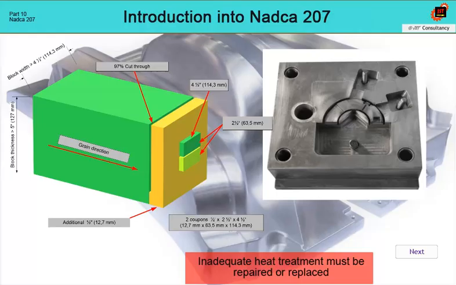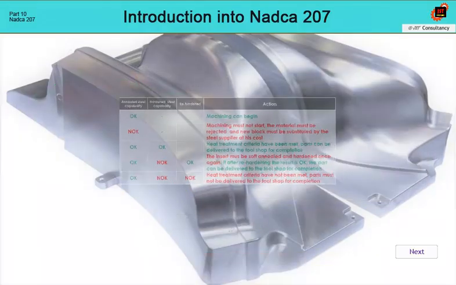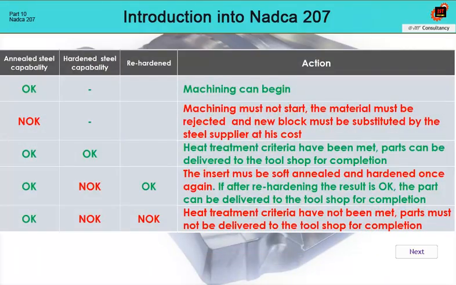This is absolutely key. NADCA 207 is therefore not only a specification of material and heat treatment procedures, it is also a guide to resolving commercial disputes that occur during the production and use of die-casting dies. The topic of these disputes will be discussed in more detail in Chapter 6, Complaints and Liability for Defects.